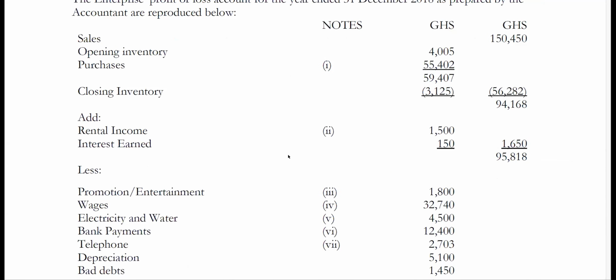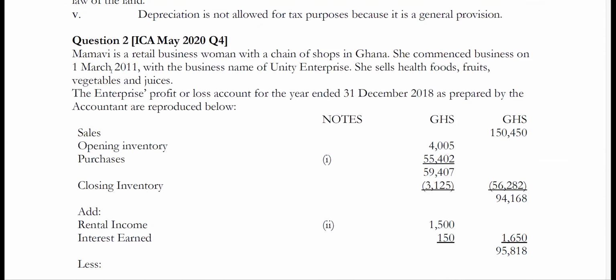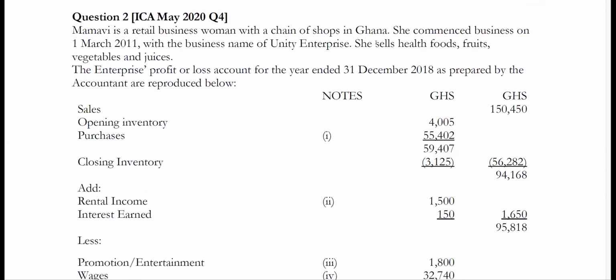This is Mamavi. Mamavi is a retail businesswoman with a chain of shops in Ghana. She commenced business on 1st March 2011 with a business name of Unity Enterprise. She sells health foods, fruits, vegetables, and juices. The enterprise profit or loss account for the year has been given.